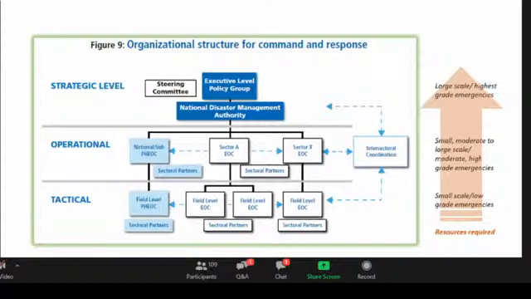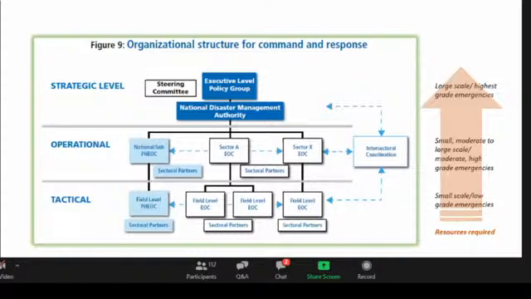So, for example, on the right side, I added a chart showing the different levels according to the scale of the event, the resources required, and the coordination required. You go from the tactical level to the strategic level.